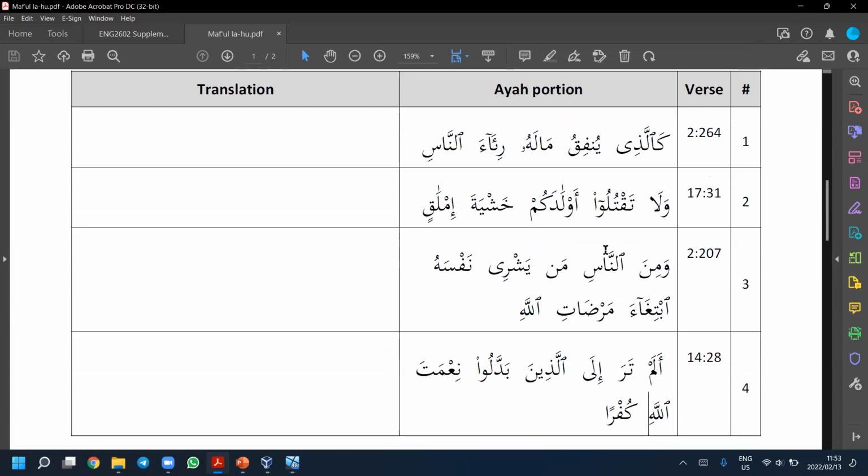Okay, number three. From the people, there are those who will sell the nafs, ibtigha'a mardatillah. Ibtigha'a is your masdar, and it is telling you why they would trade or sell the nafs. Your nafs refers to your desires almost. They would sell their desires in exchange for something else. What do they want in exchange? The pleasure of Allah. So ibtigha'a means because they are seeking.